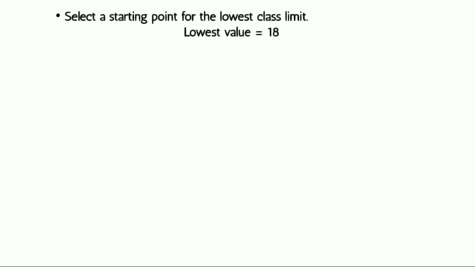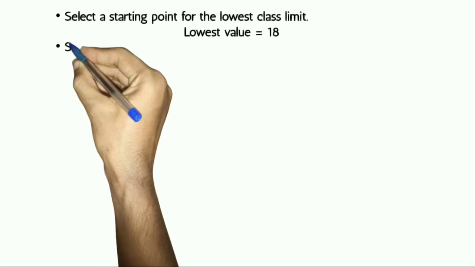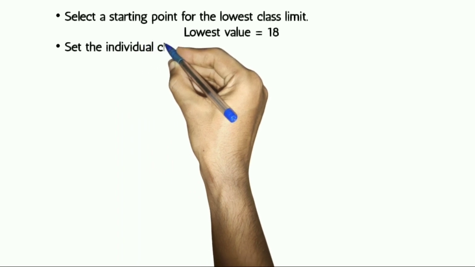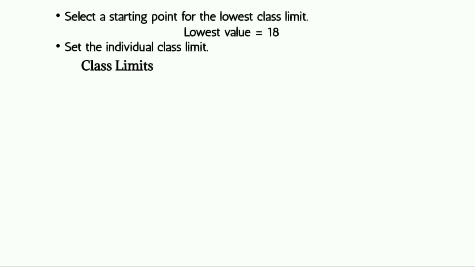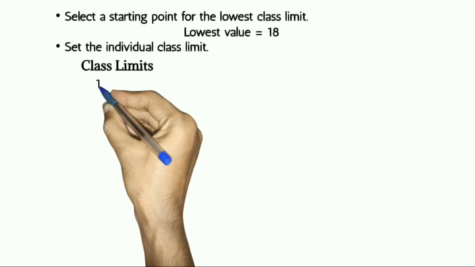After selecting a starting point for the lowest class limit, let's set the individual class limit. In setting the individual class limit, kukunin muna natin yung lower class limit ng bawat row. Sa first row, since our starting point is the lowest value na 18, yan yung magiging lower class limit natin sa first row. Ilalagay na natin yung 18.